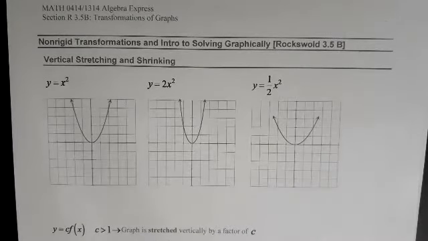We are on Rockswold 3.5b. We are finishing up the Rockswold 3.5 chapter over transformations. And so we're doing non-rigid transformations, an intro to solving graphically. So in this section, what we're going to talk about mostly is vertical stretching and shrinking.